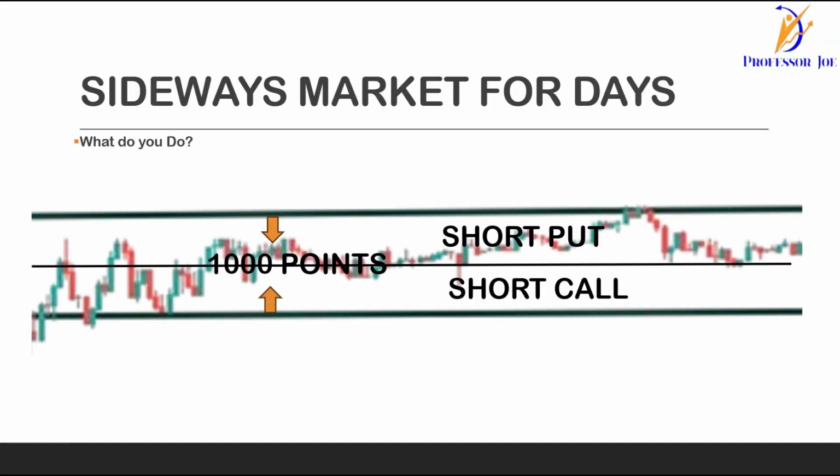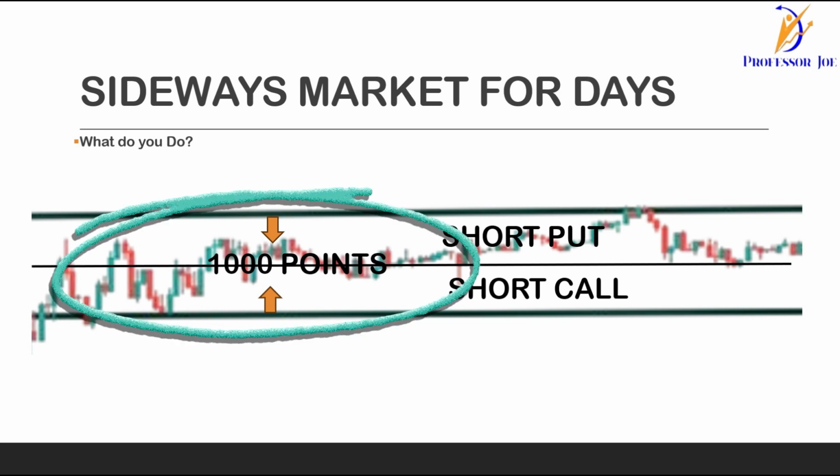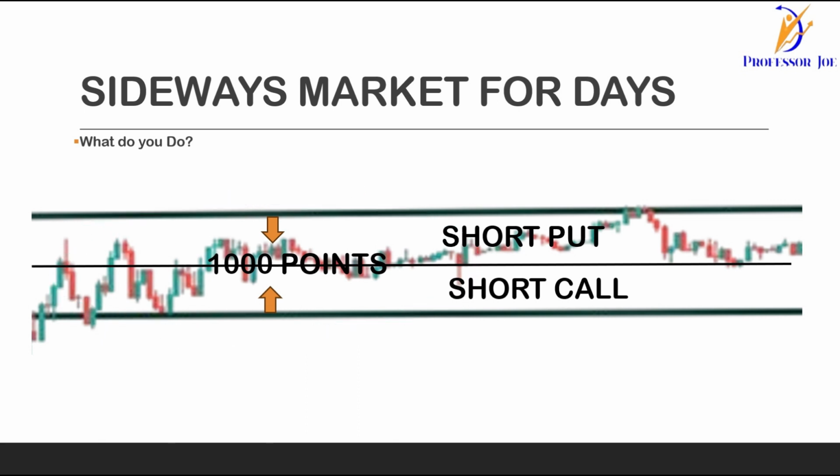Now let us look at what happens when the market is moving sideways. We have drawn a support and a resistance, which is a zone of 1000 pips. And the middle point is 500 pips from the support as well as from the resistance. Now if the trader goes for a short put, the trader is making money when the price is above the strike price or around the strike price. But if it goes down, the trader is making a loss.